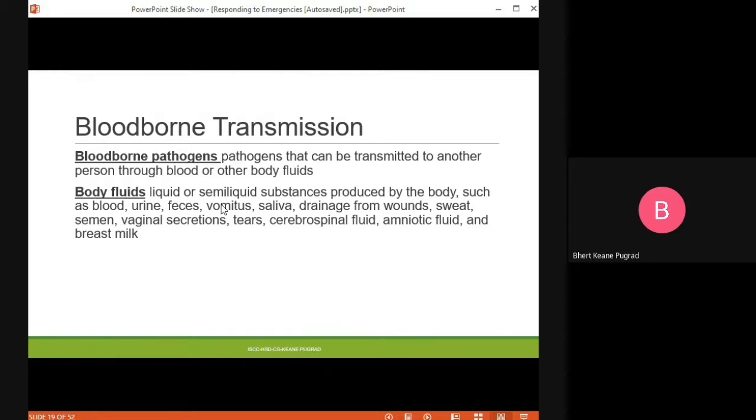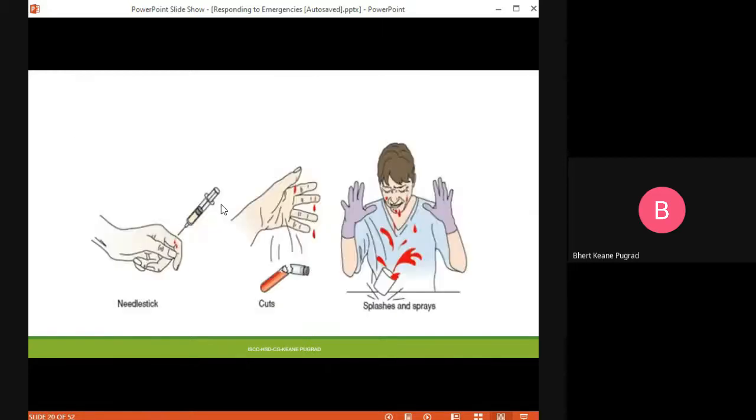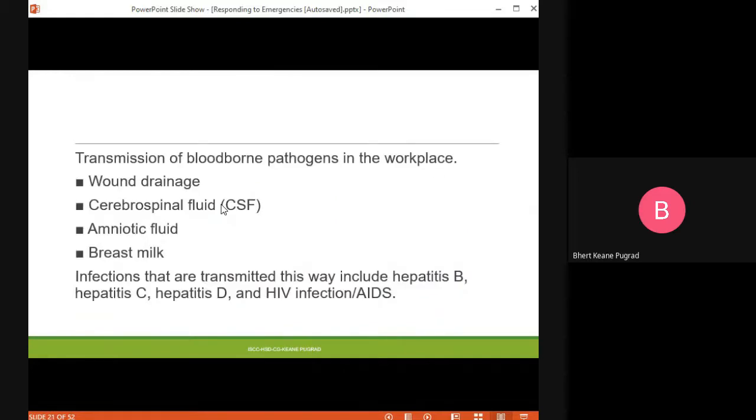Kapag may dugo, we will not pick up that soiled linen na may dugo, use a protective covering. Kasi protective covering sa kamay natin kasi we always consider that as infectious. So, these are other forms, no? You have your needle stick injury, your cuts, no? Splashes on the face or in the eyes. This would lead to infection.